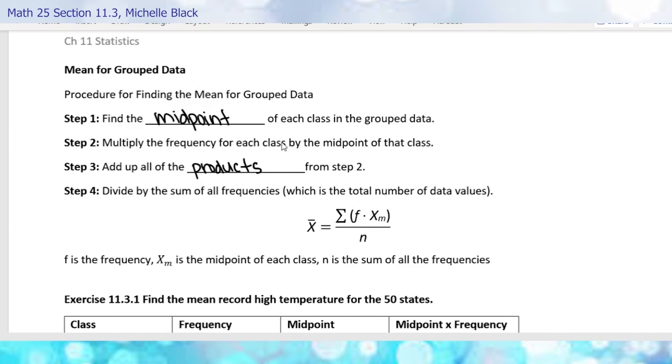So add up all the numbers you got in this case. And then divide the sum of those products by the total number of frequencies, or the total number of data values. And that's what this notation is here. The mean of our grouped data is equal to the sum of the frequency times the midpoints divided by the total number of data values.